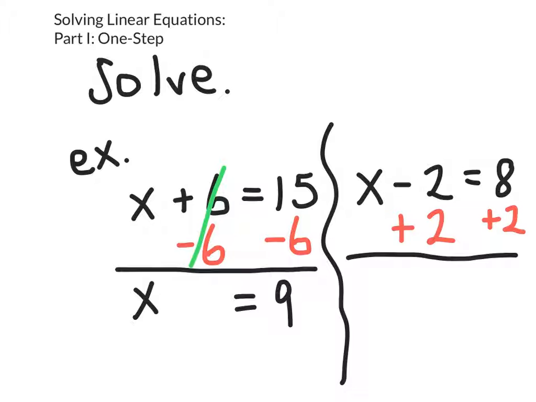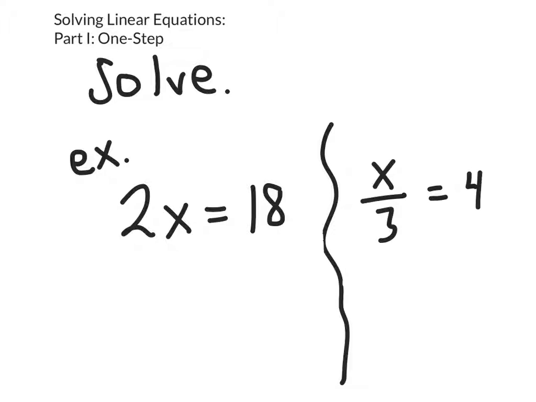Many times I actually like to just copy down my equal sign. My equal sign should always line up here. You'll notice here that my negative 2 plus 2 cancels. It equals 0. You don't have to write down 0. I'm going to go ahead and copy down my x here. Those cancel, and this is going to be 8 plus 2, which is 10.